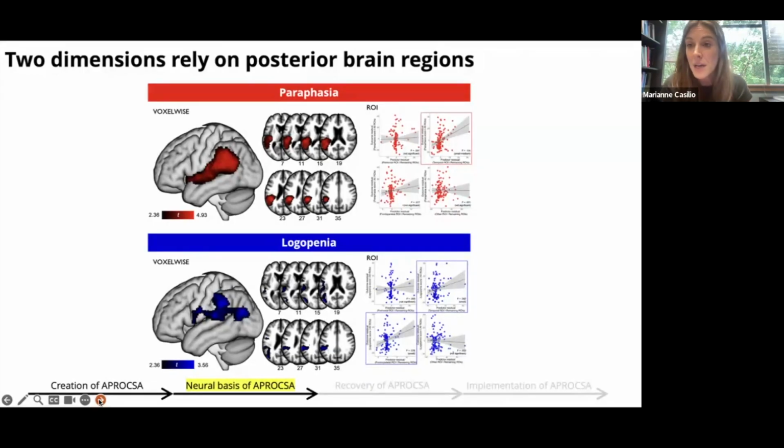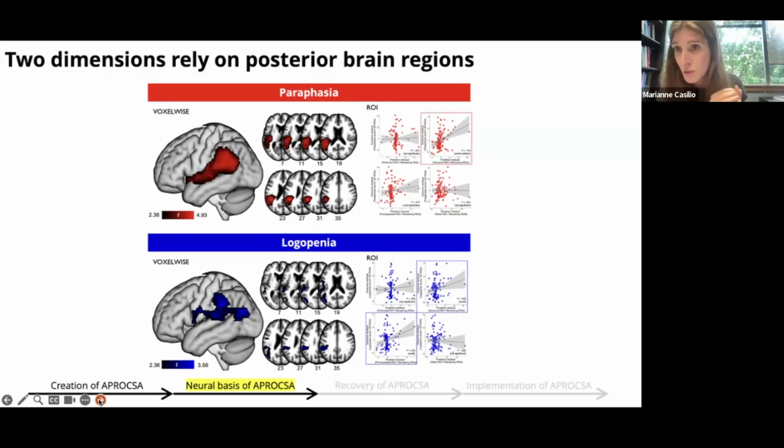The ROI figures, or panels, that you see on the right-hand side of the screen are essentially associations between the behavioral score and damage in that particular ROI when we factored out damage from those other ROIs. So just really that unique contribution. And so the boxes are indicating, if you see a box highlighted around one of those, that's indicating a significant association.